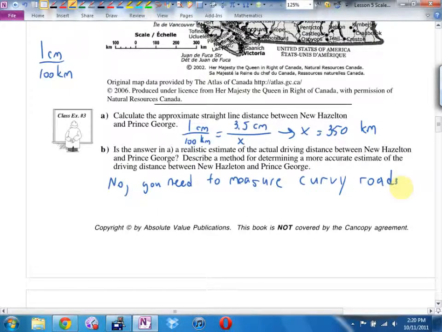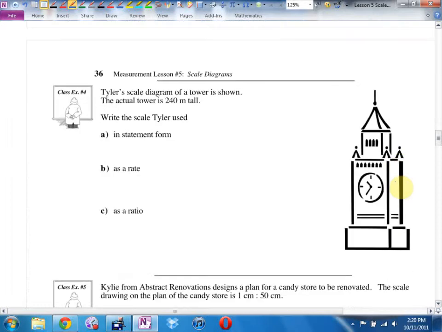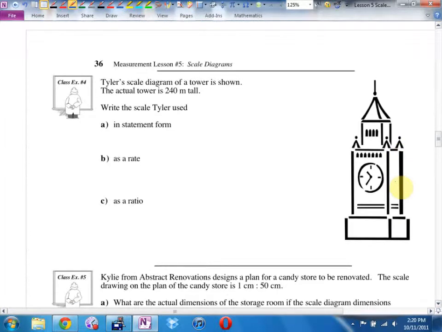Next page. Oh, I didn't get my shark yell online then either. Oh well.